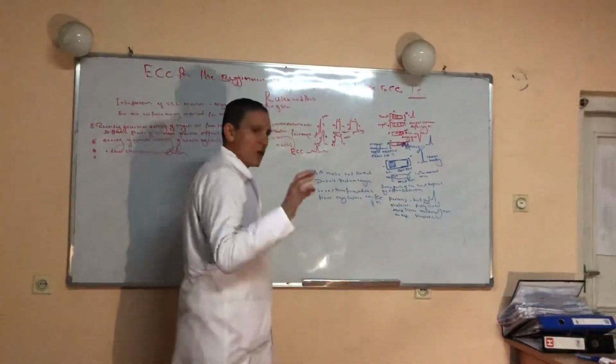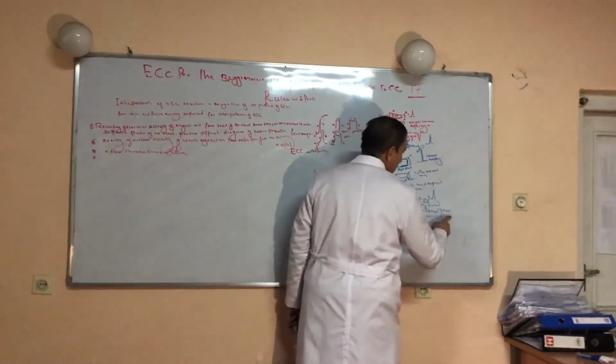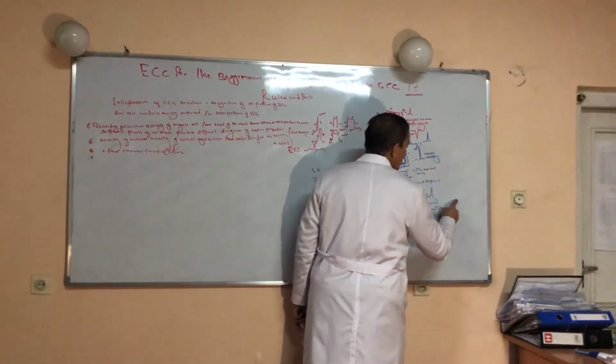Atrial tissue is supplied by a moderate conduction system. So they conduct the electrical impulse moderately. For example, the needle goes up slowly and comes down slowly.